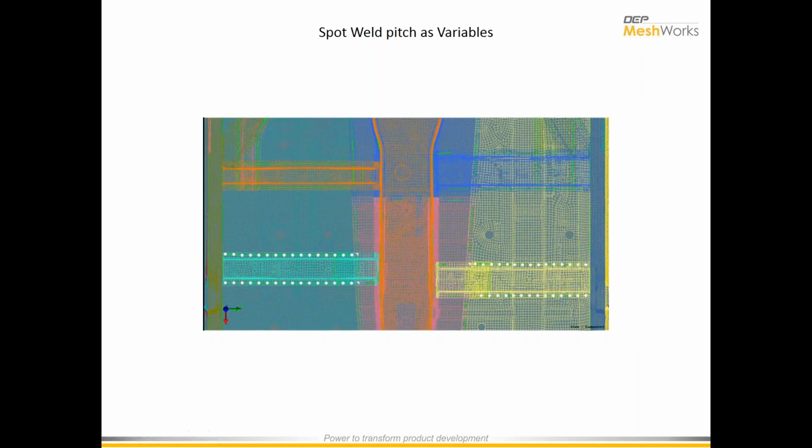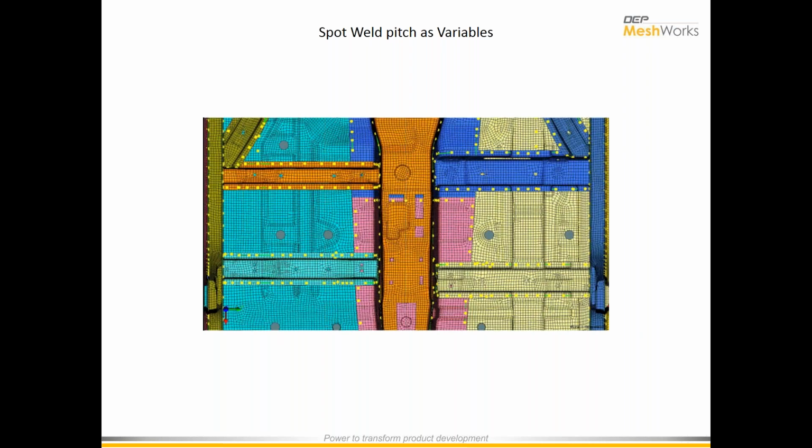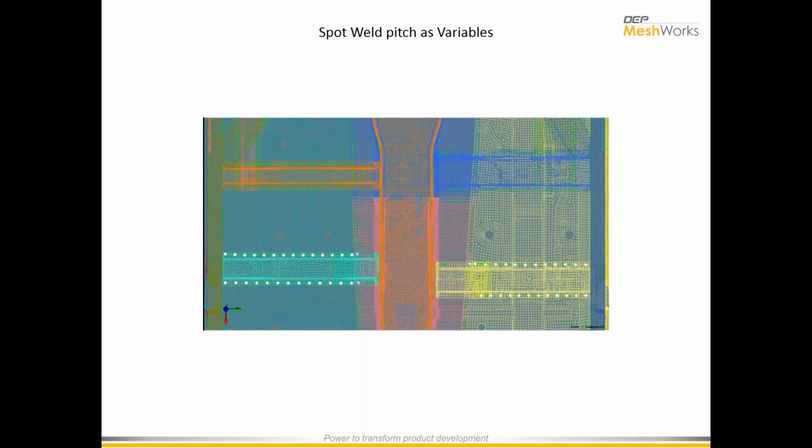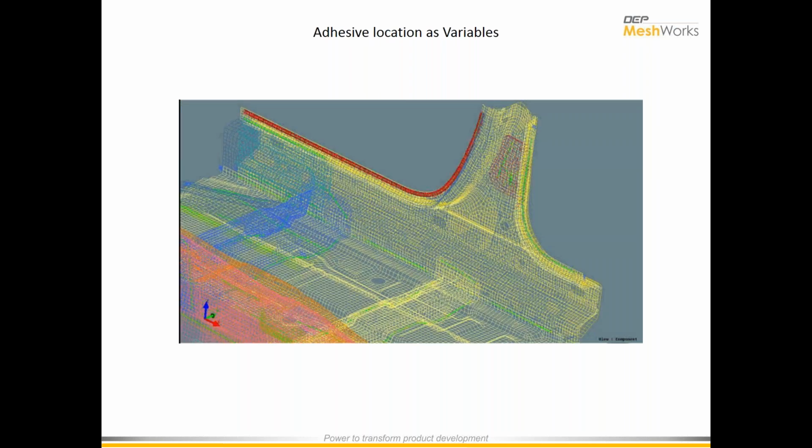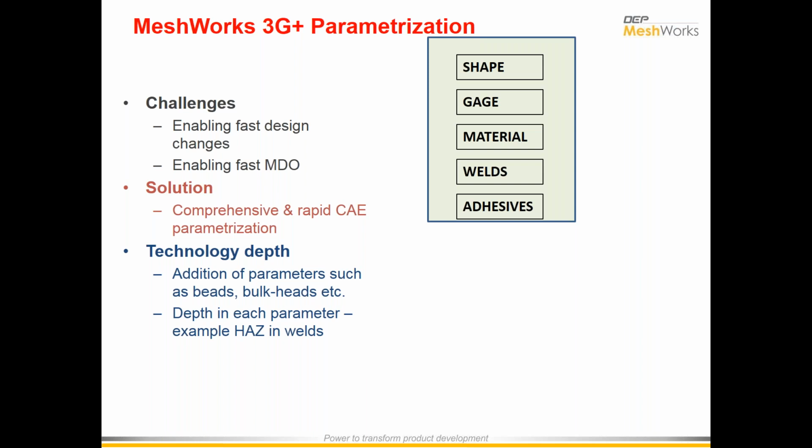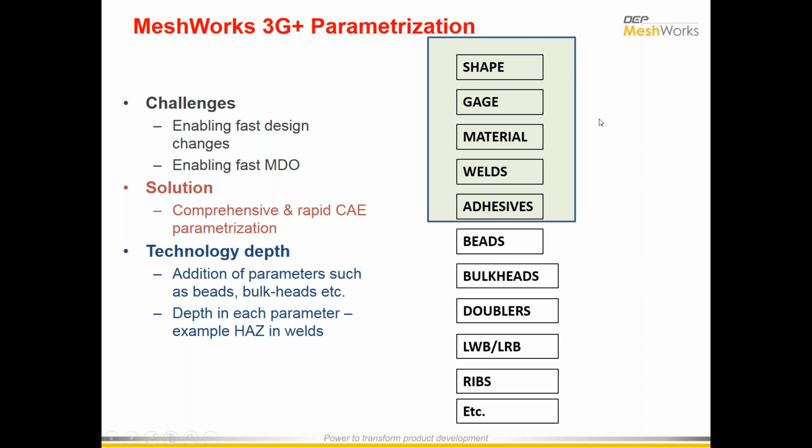And then the connections, if you have bolted connections or spot weld assemblies, etc., or adhesives, the count of the welds or the count of the rivets, etc., that can be made as a parameter. Or if you have adhesives in your structure, the length of the adhesives, the location of the adhesives, all that can be parameterized.